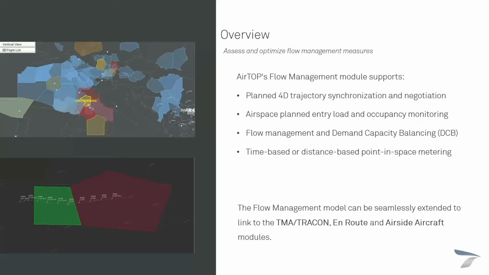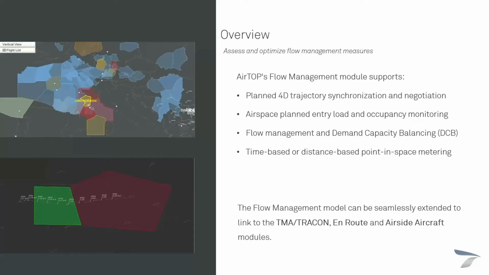The AirTOP flow management module supports the plan for the trajectory synchronization and negotiation. So in other terms, not only the geographical position of the aircraft, the coordinates and altitude, but also the point in time. For example, when the aircraft is supposed or requested to enter a sector. The airspace plan entry load and occupancy monitoring, essentially constantly monitoring the evolution of the different indicators of the sector and taking decisions based on this.